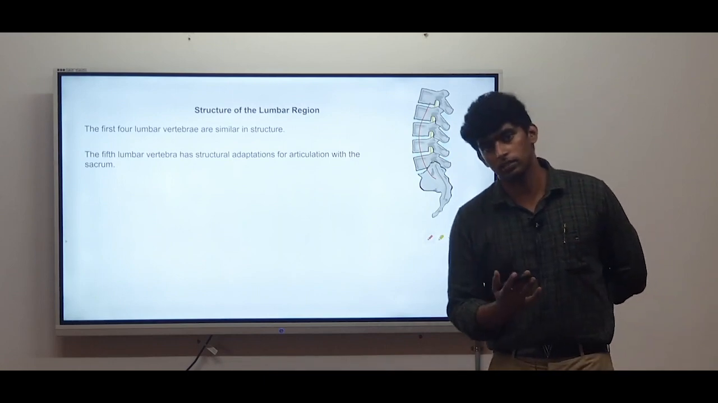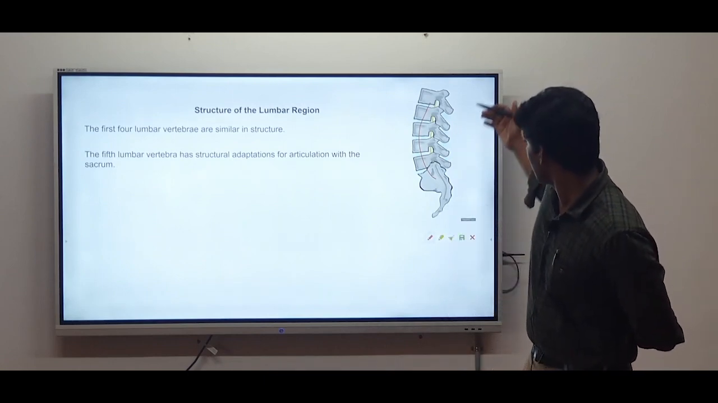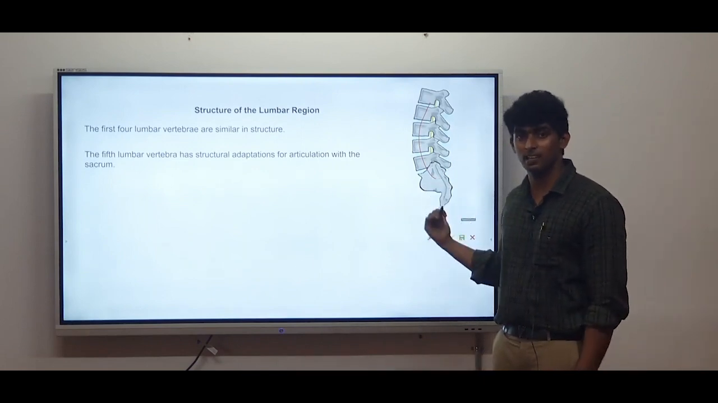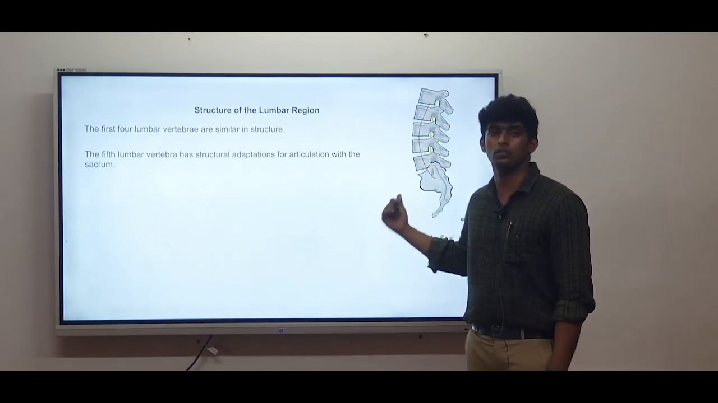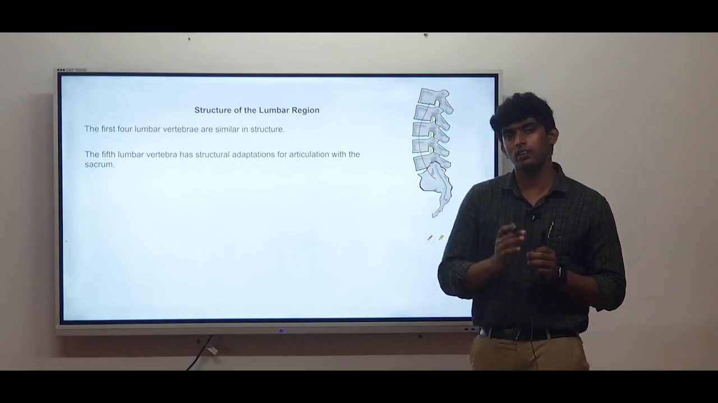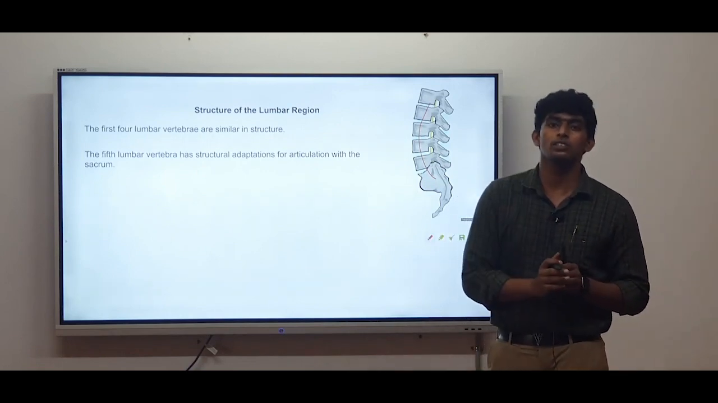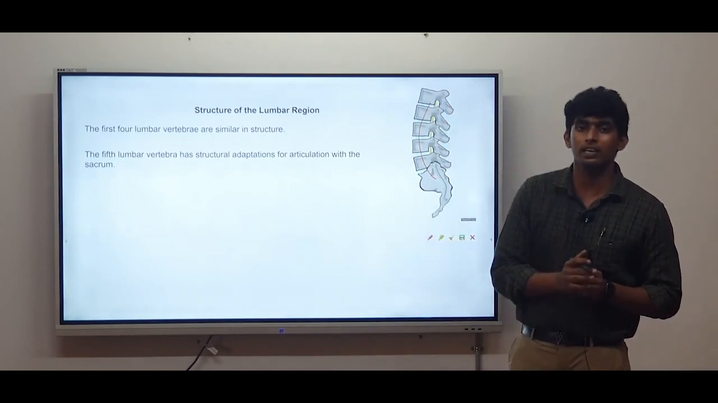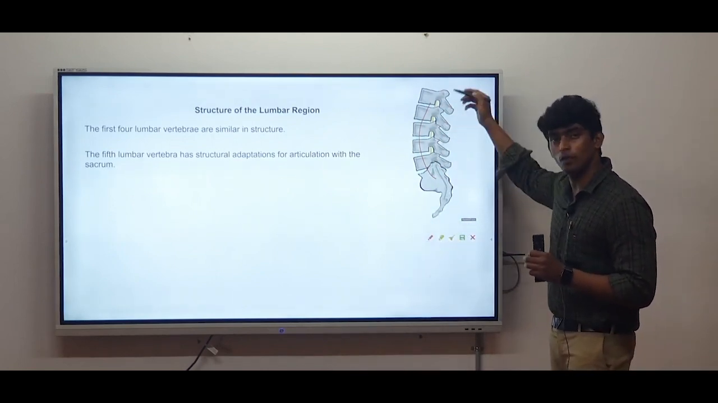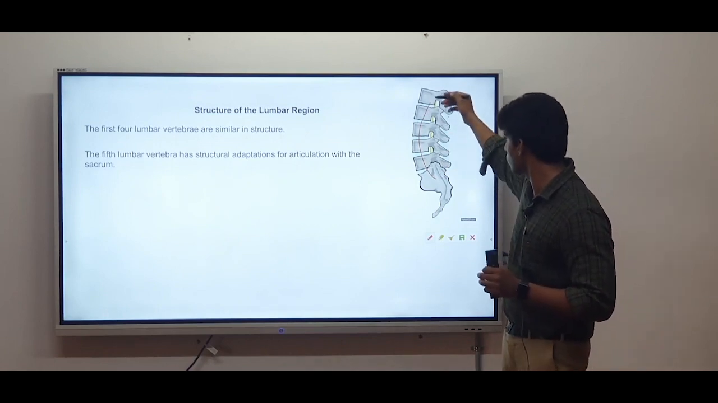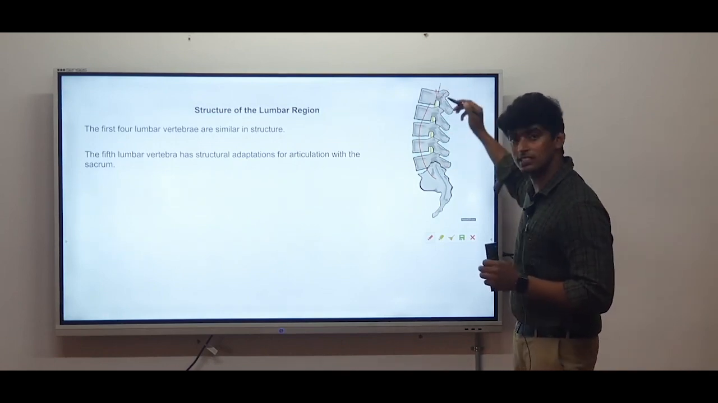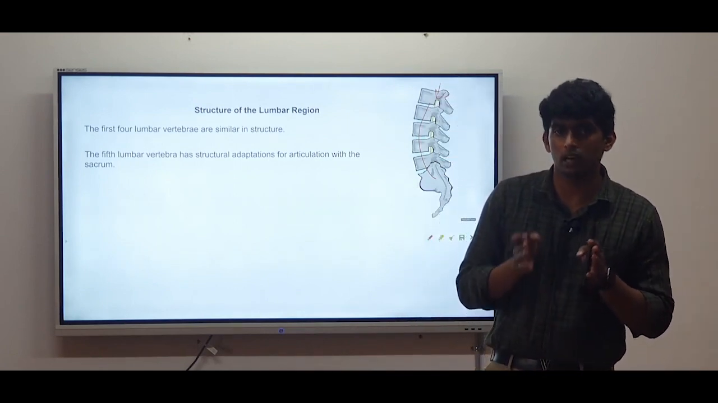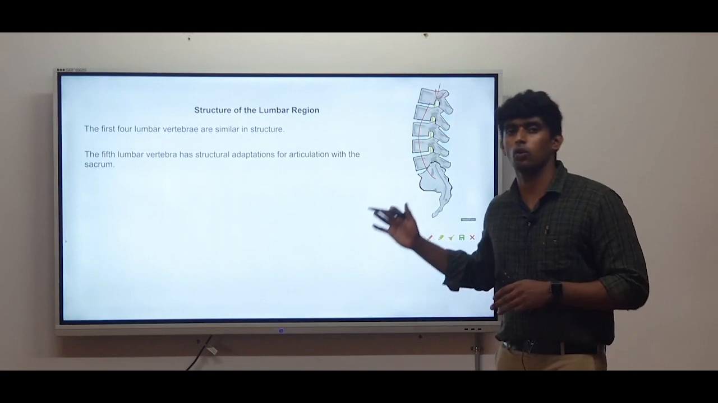As I had discussed in the first class, we have a primary curve that we call kyphosis, and we have a secondary curve that we call lordosis. The secondary curve occurs when the baby puts weight on the lumbar spine and starts walking. Due to the action of the weight produced on the vertebral bodies, we will be getting secondary curves in the cervical area as well as in the lumbar area.